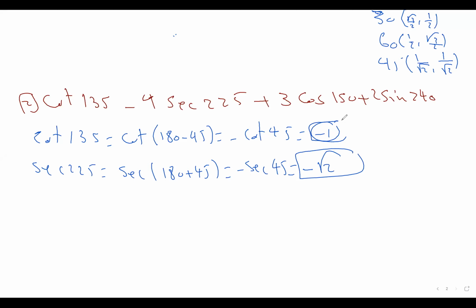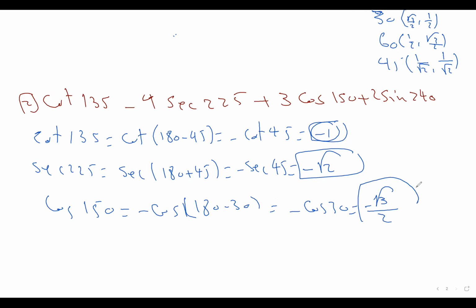The third one is cosine 150, in which quadrant? Second. The cosine in the second quadrant is positive or negative? Negative. So it will be negative cosine of 180 minus 30 to get the same angle, which is negative cosine 30. And cosine 30 is root 3 over 2, and you have negative. So it will be negative root 3 over 2.